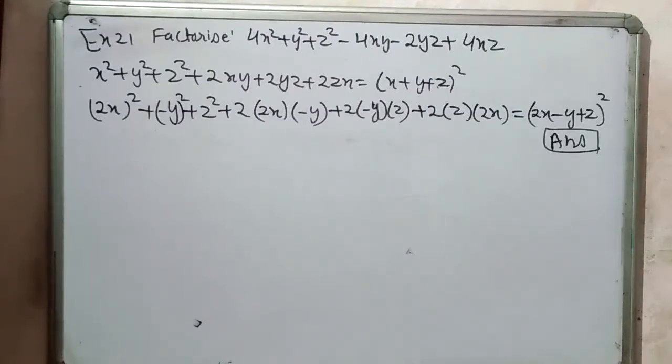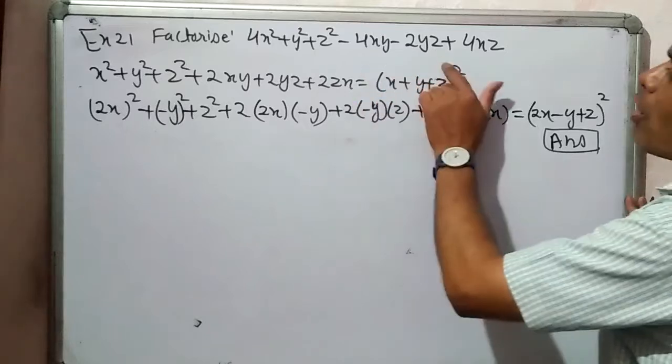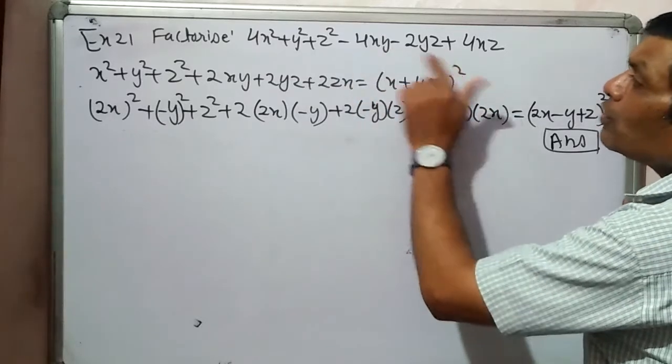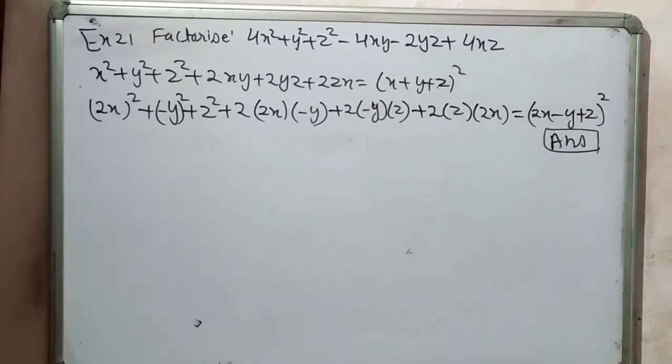For that I am giving you a simple rule. To identify the culprit of the negative sign, I am calling it the culprit of the negative sign. The culprit variable of the negative sign will be the common variable in two negative terms. The culprit of negative sign will be the common variable in the two negative terms.